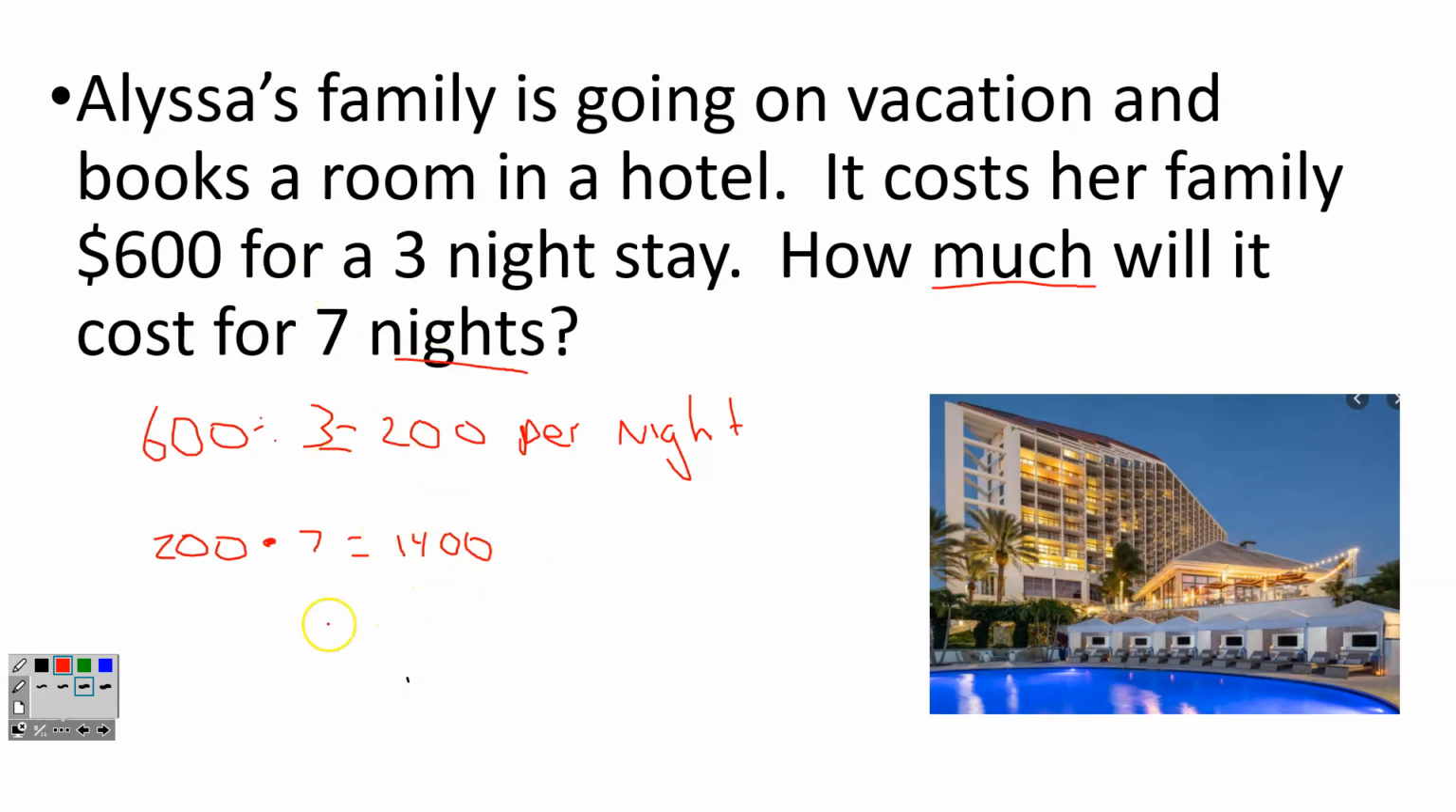If you set this up as a ratio, we would do 600 over 3 is equal to x over 7. So again, on top of my ratios is the cost. On the bottom is the number of nights. I can do 600 times 7, which is 4,200. Then I'm going to divide it by 3, and that's going to give me my x. So my x will come out to be the same, 1,400.